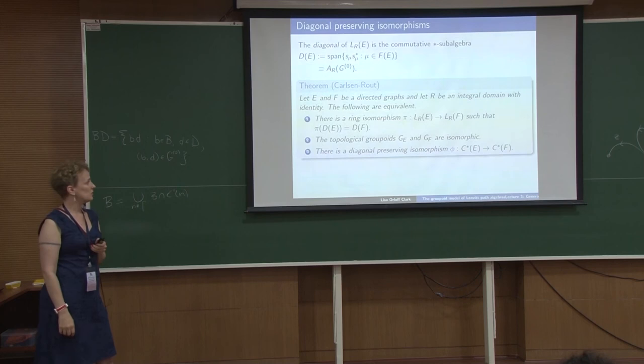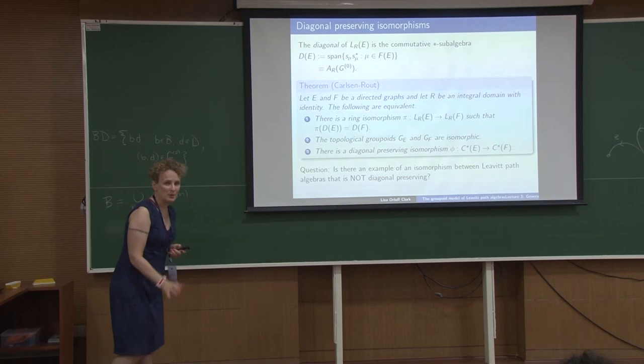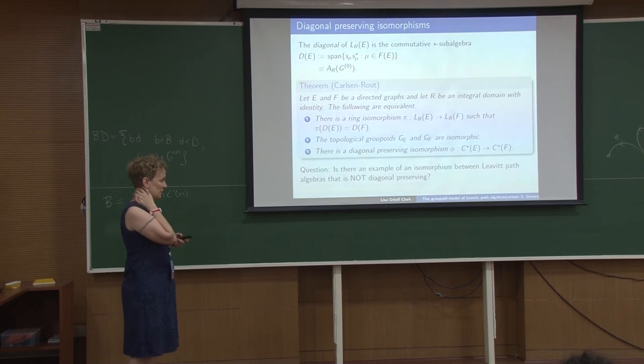But the question is, and maybe somebody here knows the answer, I don't know, is there an example of a ring isomorphism between Leavitt path algebras that is not diagonal preserving?